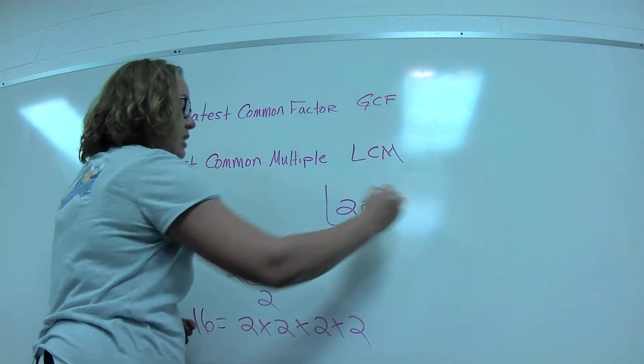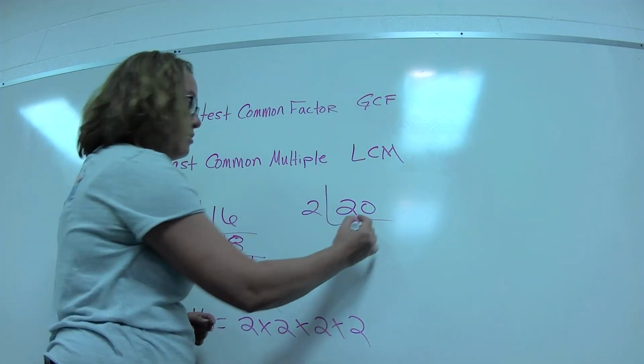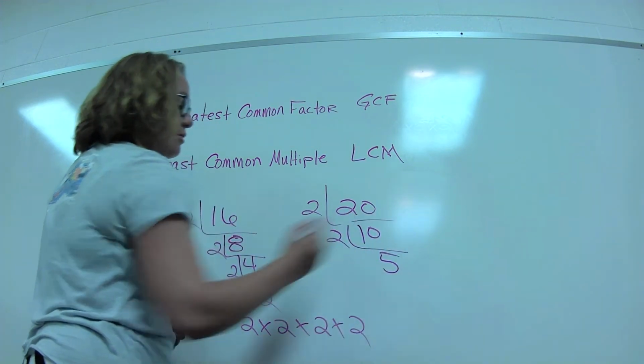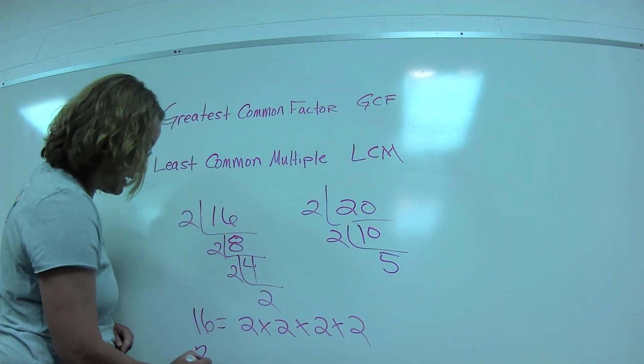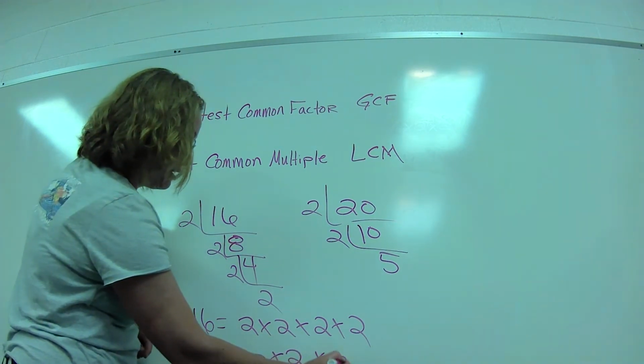All right, 20. Let's divide it by primes. We'll use 2. 20 divided by 2 is going to give you 10. 10 divided by 2 will give you 5. So 20 equals 2 times 2 times 5.